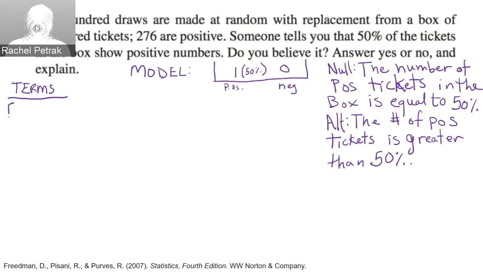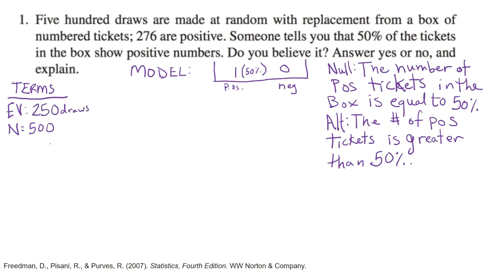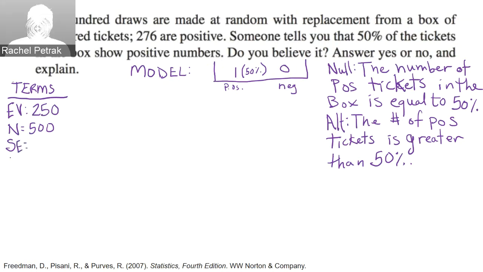So our terms here, we have an expected value. We would expect, if we're talking about 500 draws, that our expected value is 50% of that, or 250 positive draws. Let's write that down there. We're also going to need a standard error and a standard deviation to do this problem. We do this similar to the problems in Chapter 26. This is a one sample test.